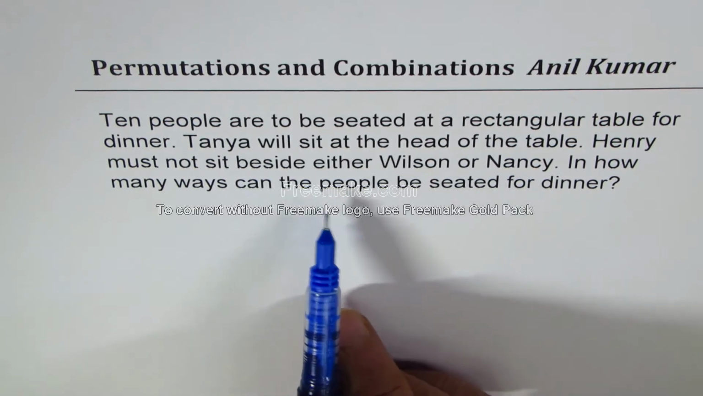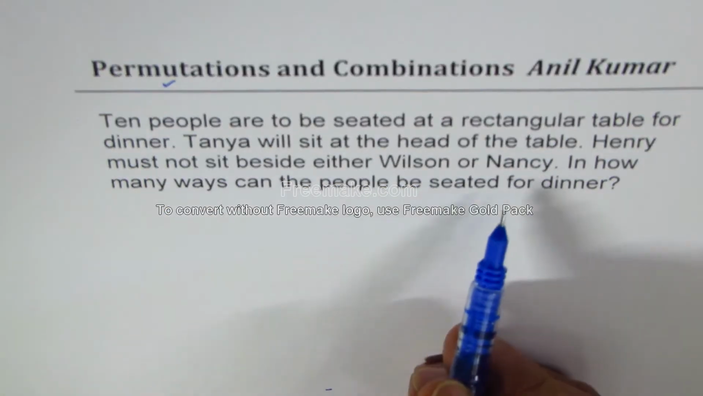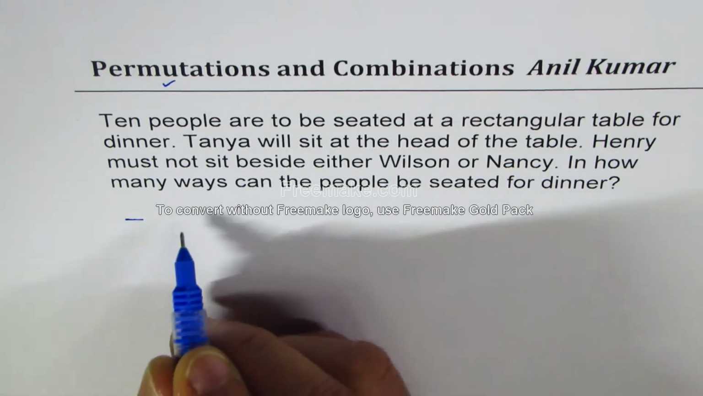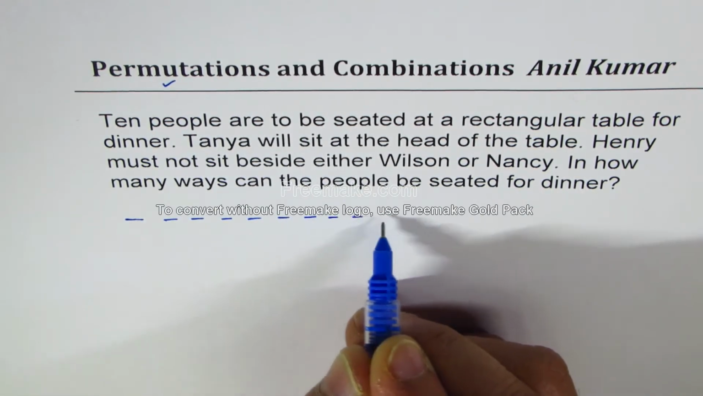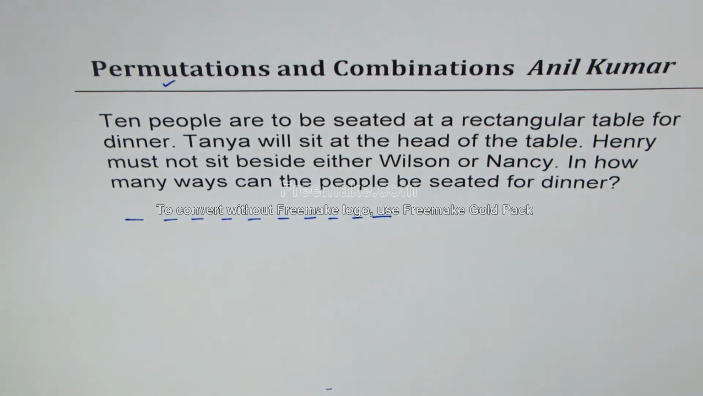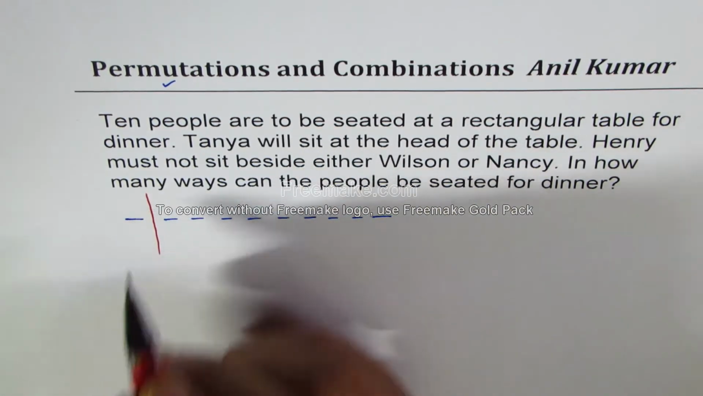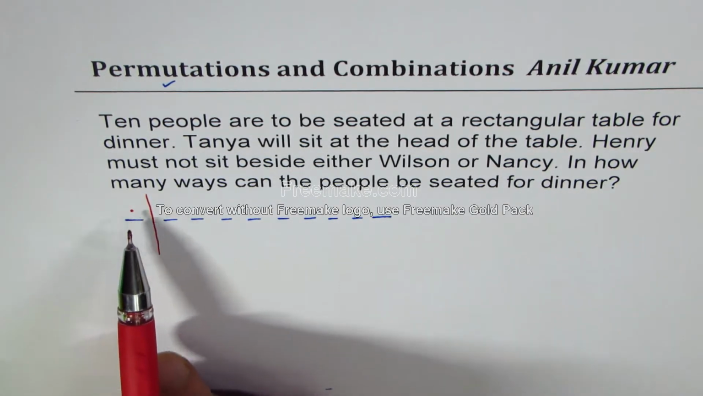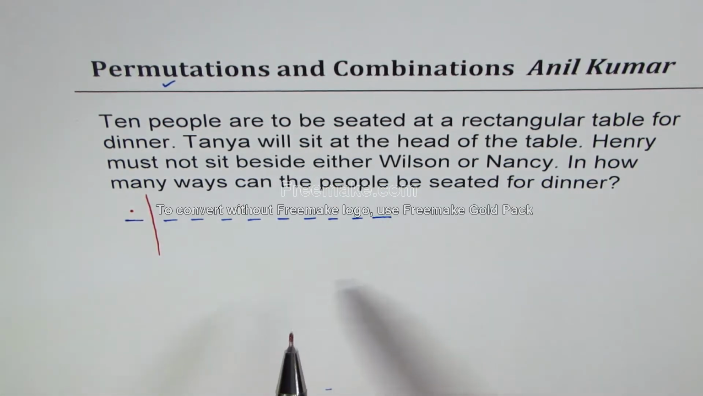So, order is important in this particular case, and therefore it's a case of permutation, right? So we look into permutation with 10 people. Let us say these are the 10 people: 1, 2, 3, 4, 5, 6, 7, 8, 9, 10. Now, out of these, we are given that Tanya will sit at the head of the table. So one person is fixed. We don't have any combinations. We cannot place this person anywhere else. So this is fixed. We're left with now 9 people.